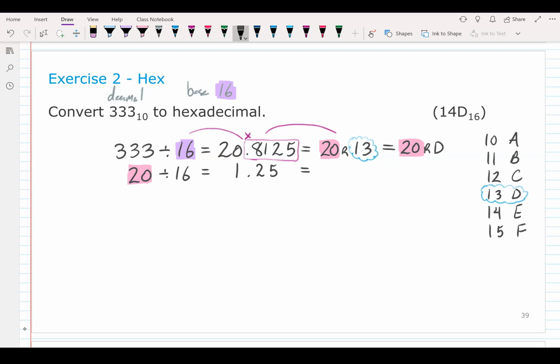16 times 0.25, or a quarter of 16, is 4. So it's 1, remainder 4. There's no reason to change that into its decimal equivalent because it is already in your hexadecimal equivalent. 4 is a perfectly fine number.